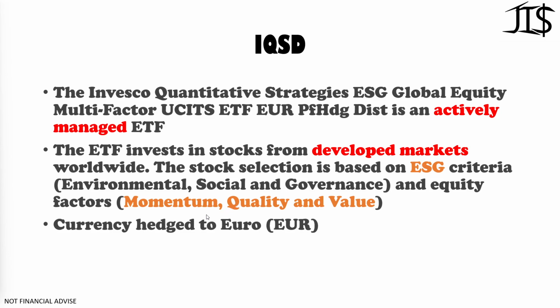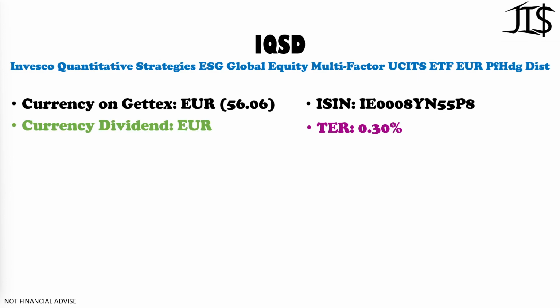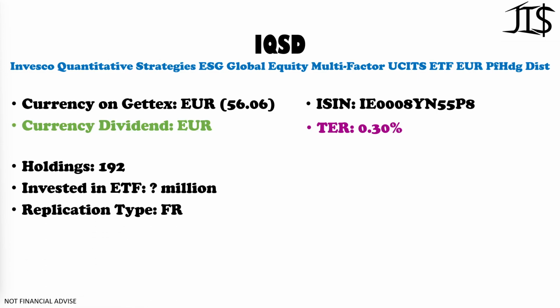And this one is totally hedged to euro, so here I'm not doing anything wrong when I give everything in euros. So with a total expense ratio of 0.30%, it's a bit higher than the H41J. The price on the GetX is right now 56.06 euros. There are 192 holdings in this ETF.